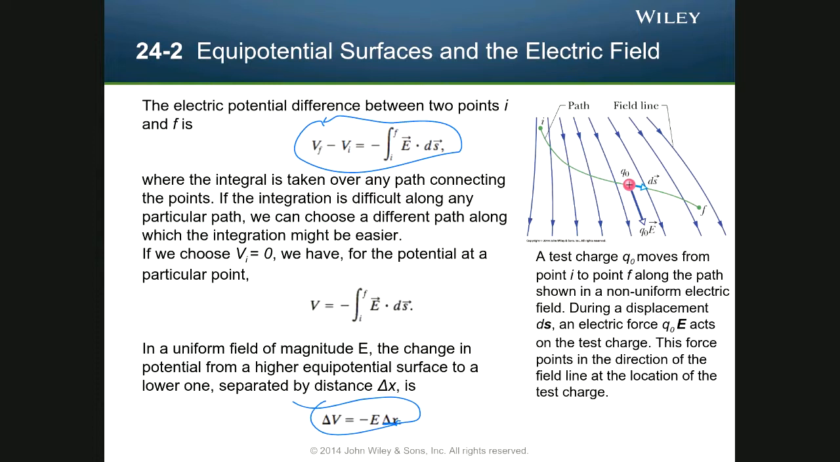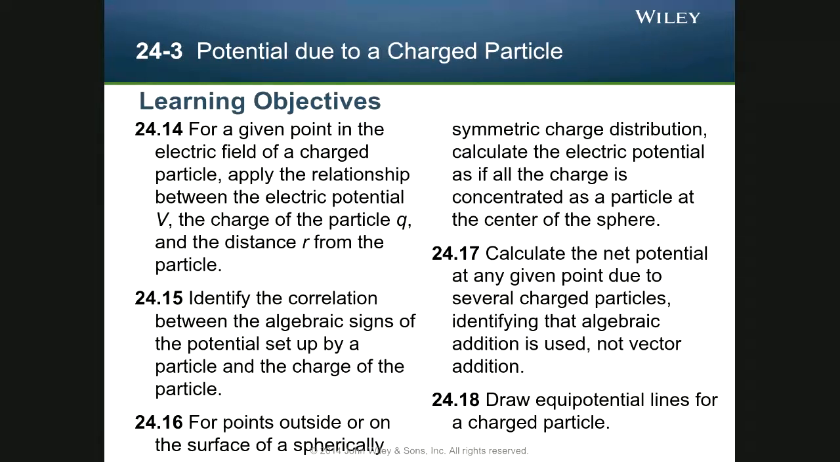So if we choose arbitrarily V initial equal to zero, you can set this equal to zero and just call V final V, and that's where you get this equation from. That's just a simplified way of saying it. And then if you're in a uniform field, you're just going along the path of displacement, okay? So that's the easiest definition of doing this. Getting the potential from the electric field is a pain in the butt. There's no easy way to do it.